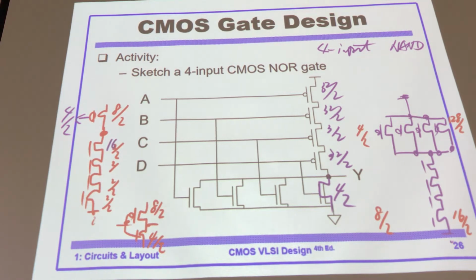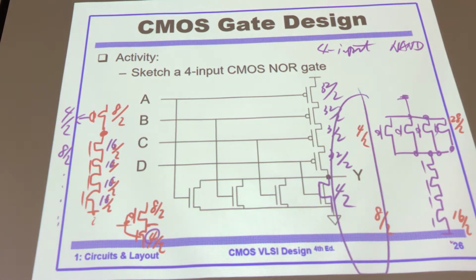That is 4 times the width of the original MOS, right? And because 8 over 2 is not the minimum MOS, we can shrink in proportion. So this is the correct answer.